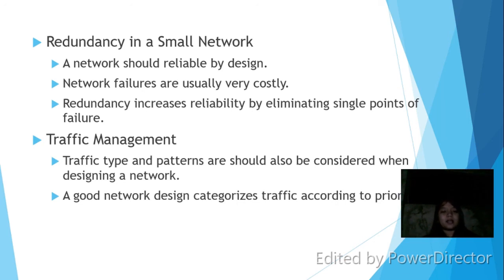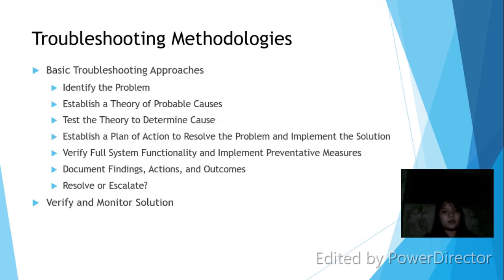A good network design categorizes traffic according to priority. Troubleshooting methodologies. Basic troubleshooting approach: identify the problem first, then establish a theory or probable cause. Test the theory to determine the cause. Establish a plan of action to resolve the problem and implement the solution. Verify full system functionality and implement preventative measures. Document findings, actions, and outcomes. Resolve or escalate, verify, and monitor the solution.